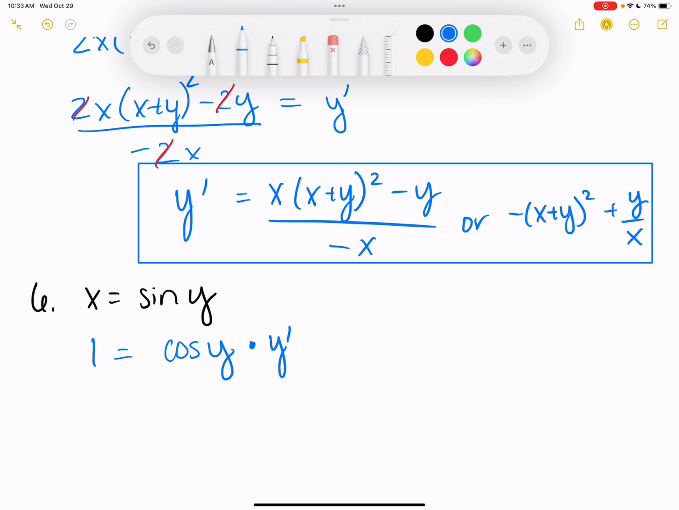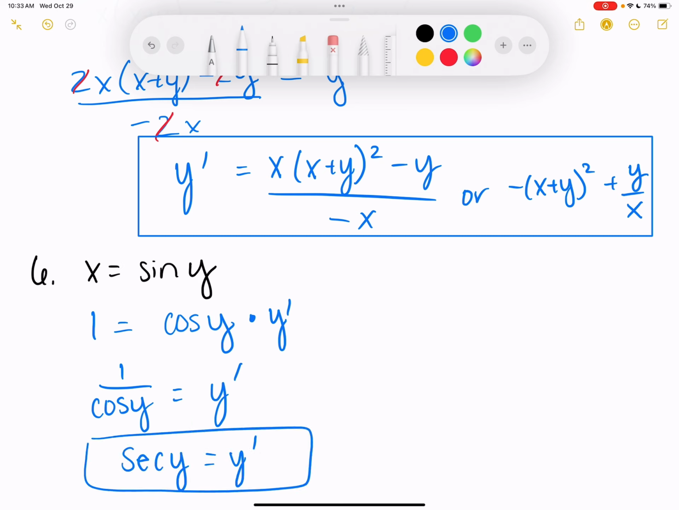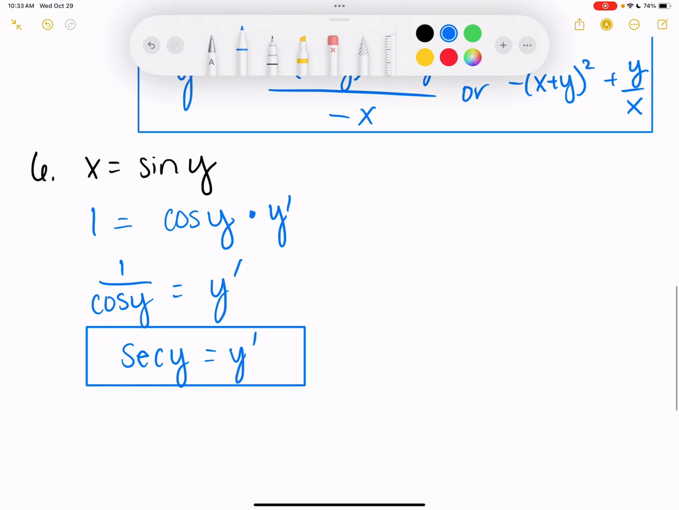So then I just divide by the cosine of y. So I have 1 over the cosine of y is equal to y prime, and 1 over cosine would be secant, so this would be the secant of y is equal to y prime. So if you have a y inside of a trig function, or inside of obviously like a radical or anything like that, that's automatically going to become a chain rule, even though it's just like a single y by itself kind of thing.